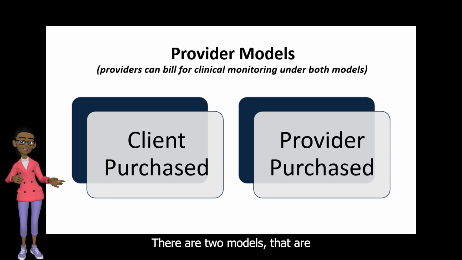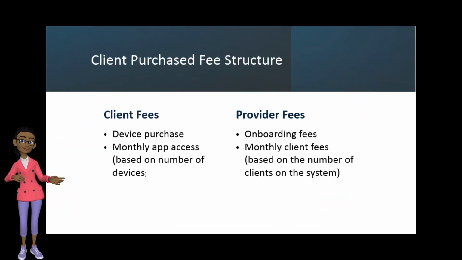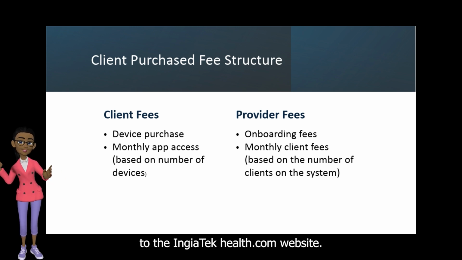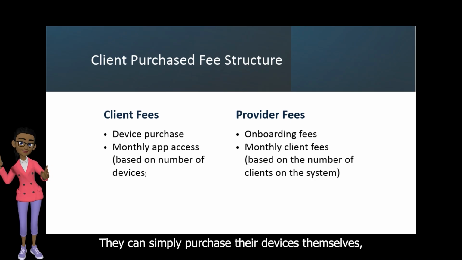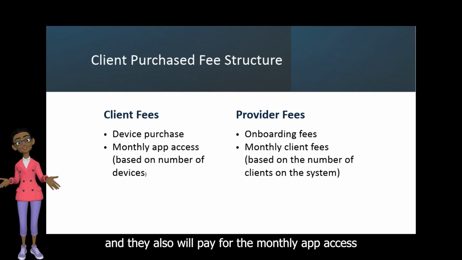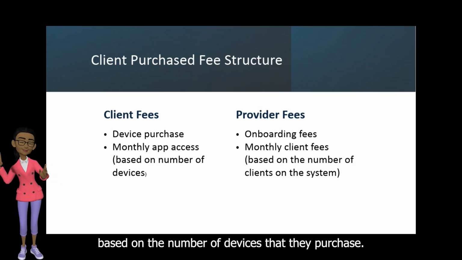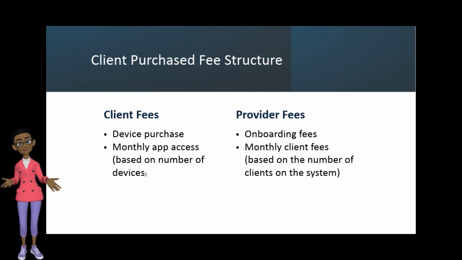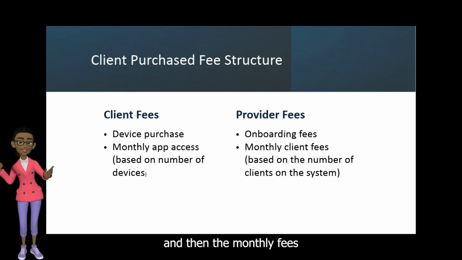There are two models that are used by providers when implementing Ingeotech into their practice. There's the client purchased model or the provider purchased model. When a client purchases their devices, they go online to the ingeotechhealth.com website. They can simply purchase their devices themselves, and they also will pay for the monthly app access based on the number of devices that they purchase. The provider would simply pay for your onboarding fees and getting your system set up, and then the monthly fees for having access to the provider dashboard.